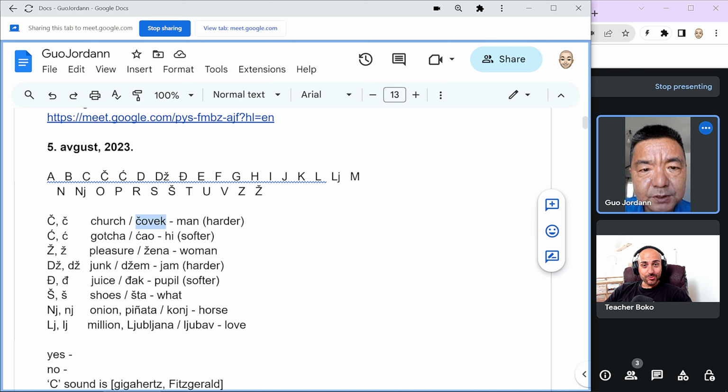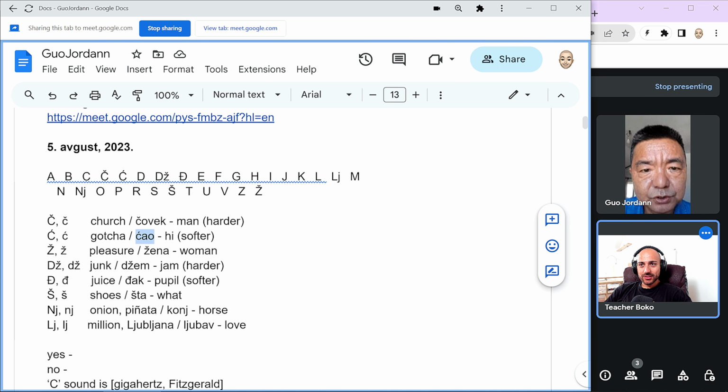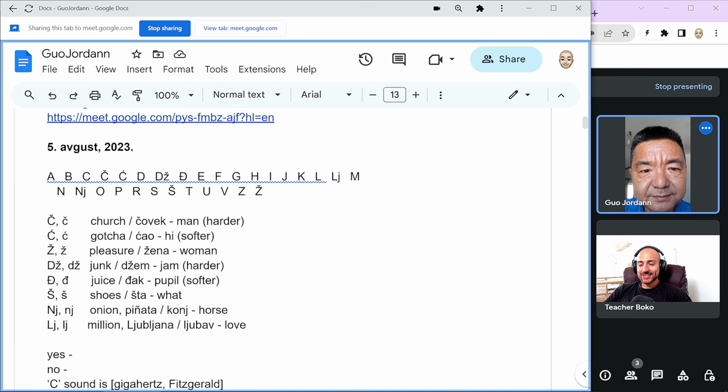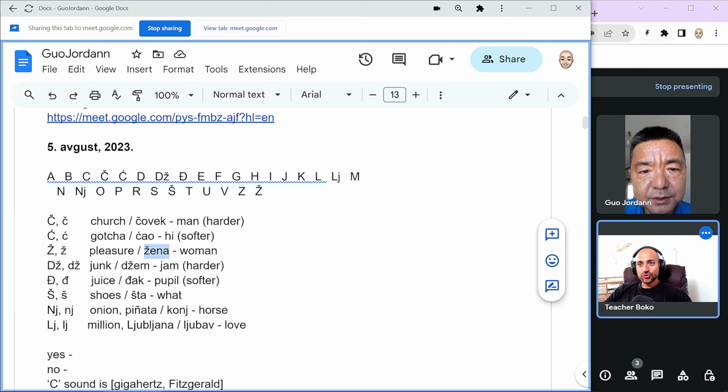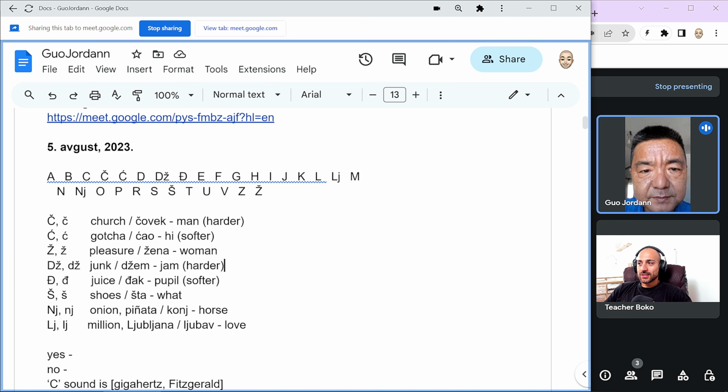Čovjek. Yes, super. The Č letter. Čo. Ciao. Yes. Ž. Žena. Exactly. So the next one is Dž. Ž. Yes, a harder one.